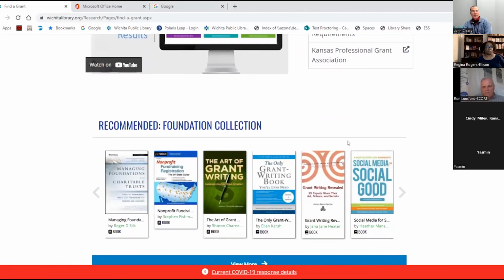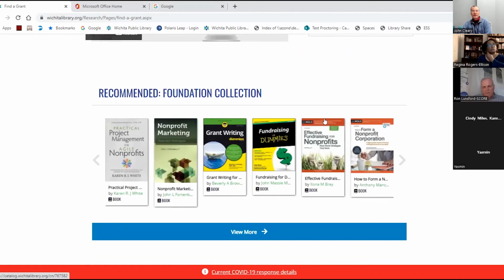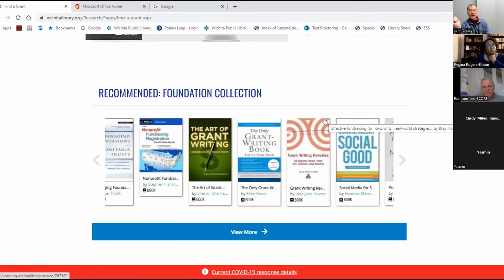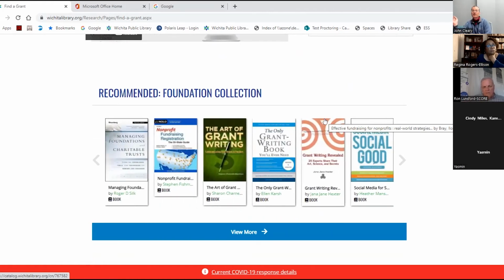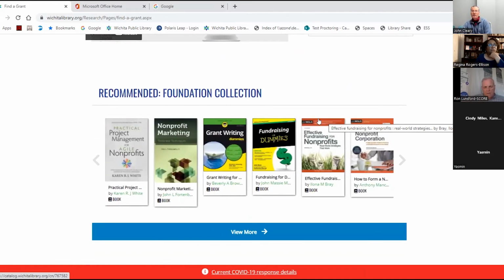And then finally on our page here, we have some recommended reading collection. These are some of the dozens of foundation books that we have, things on grant writing, fundraising, managing nonprofits, starting and operating. So just a wealth of information about all things nonprofit available in your library.